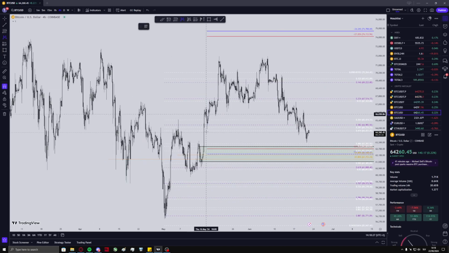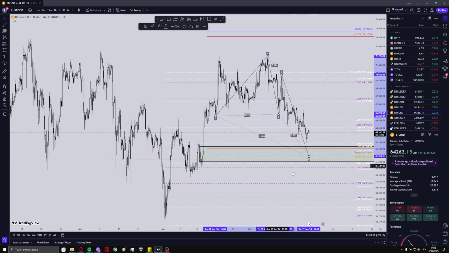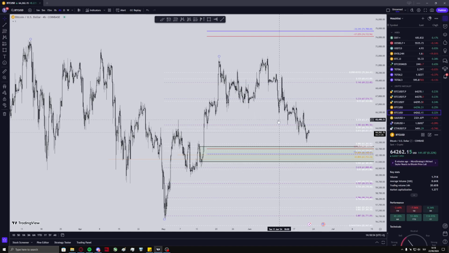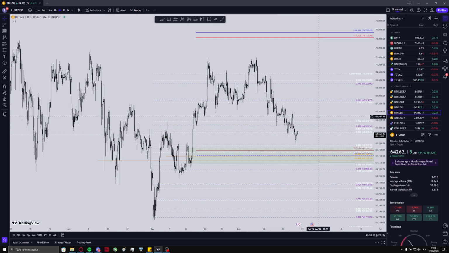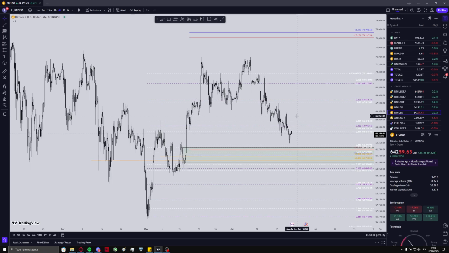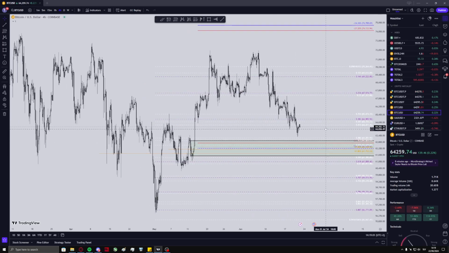Because I can tell you, there are 2 harmonics here. You have this butterfly, C1272 is here. This is another confluence, and you have, I believe, this deep crab. Yeah, it's this deep crab as well. So yeah, you get my point. There are just many levels that align in this very area.